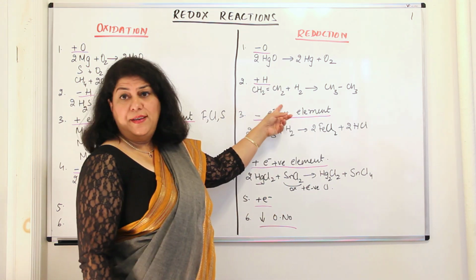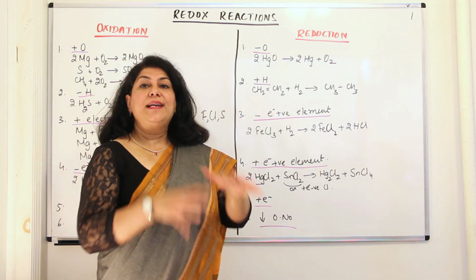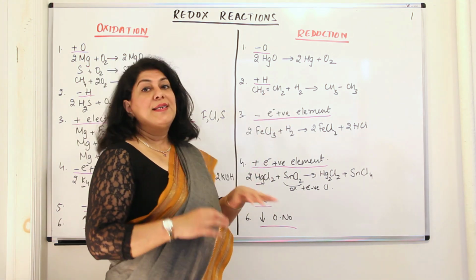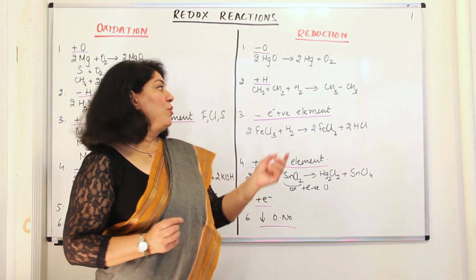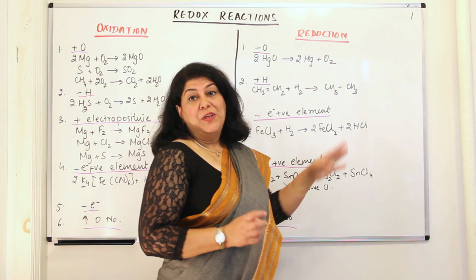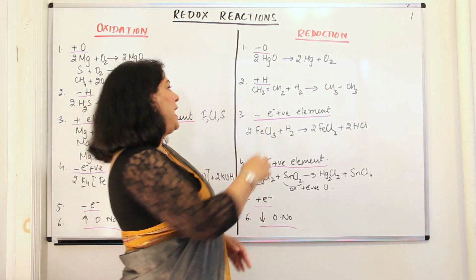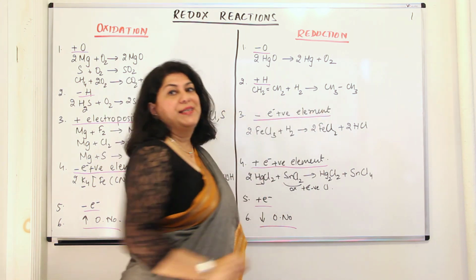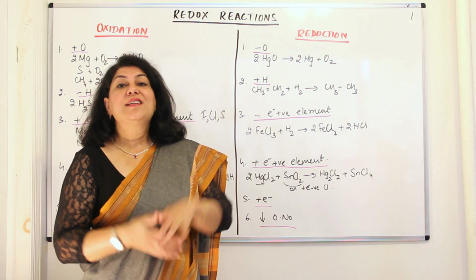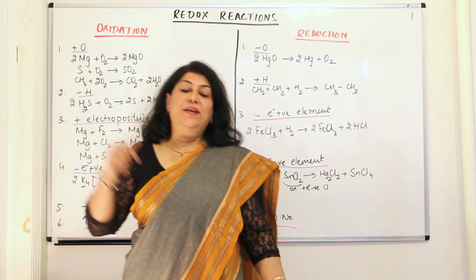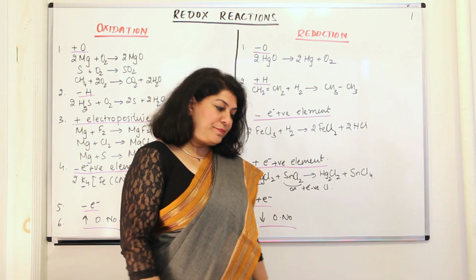You have ethene here, and if you add hydrogen to it, the second bond breaks and it turns into a saturated hydrocarbon, that is ethane. So ethene turning into ethane, what happened? Hydrogen got added to it. So addition of hydrogen is reduction, while removal of hydrogen is oxidation.